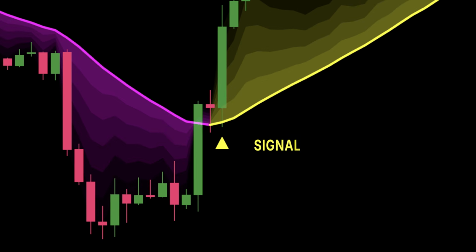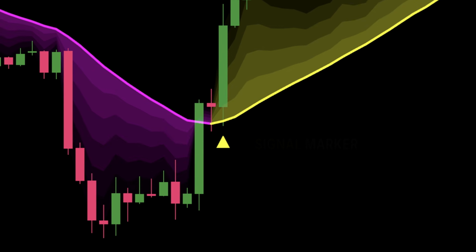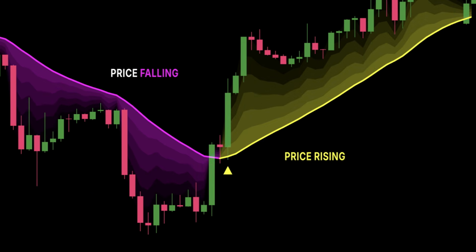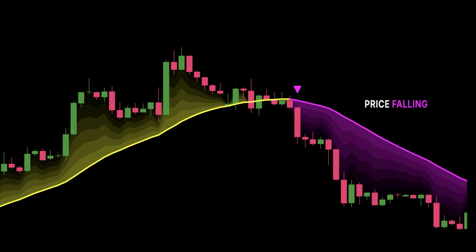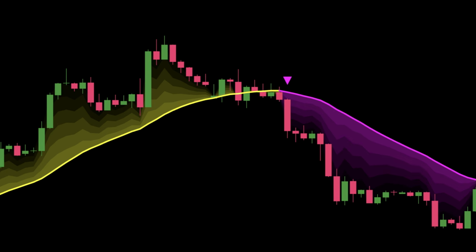These triangles are the actual signal. An upward triangle the moment the line stops falling and starts rising. A downward triangle the moment it stops rising and starts falling. That's a change in the trend itself, not just a price crossing a line.